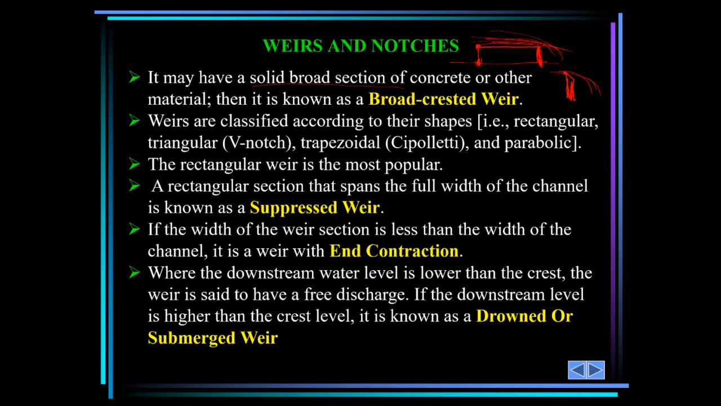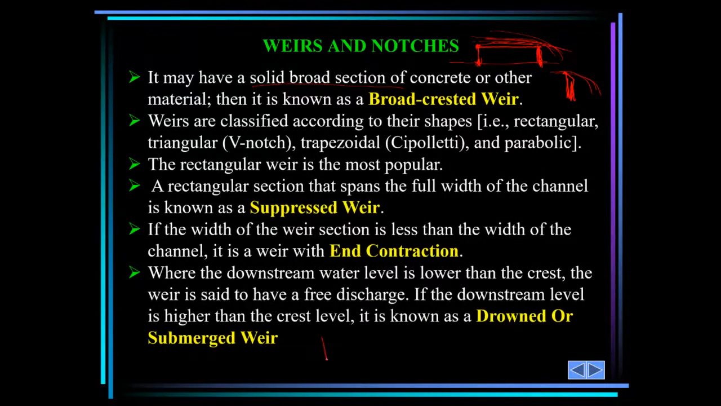Weirs are classified according to their shapes, that is rectangular, triangular, trapezoidal, and parabolic. So we have rectangular, triangular, which we call the V notch, and trapezoidal, one specific type of which we call Cipolletti, and parabolic. We will show the diagrams for most of these in the subsequent slides. The rectangular weir is the most popular, and a rectangular section that spans the full width of the channel is known as a suppressed weir.